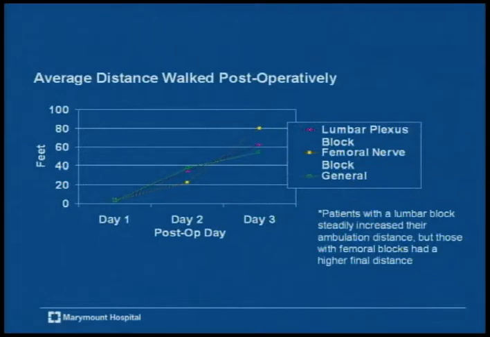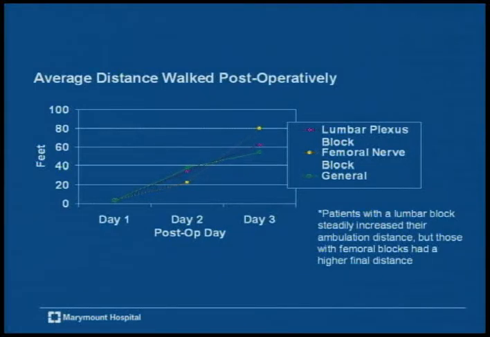The average distance walked post-operatively. Patients with a lumbar block steadily increased their ambulation distance, but those with femoral blocks had a higher final distance. For day 1, most of the patients had a walking distance of about 3 feet. Patients with a lumbar plexus block ambulated on average 3.87 feet, those with a femoral nerve block ambulated on average 3.68 feet, and those with just general anesthesia ambulated 3.25 feet.